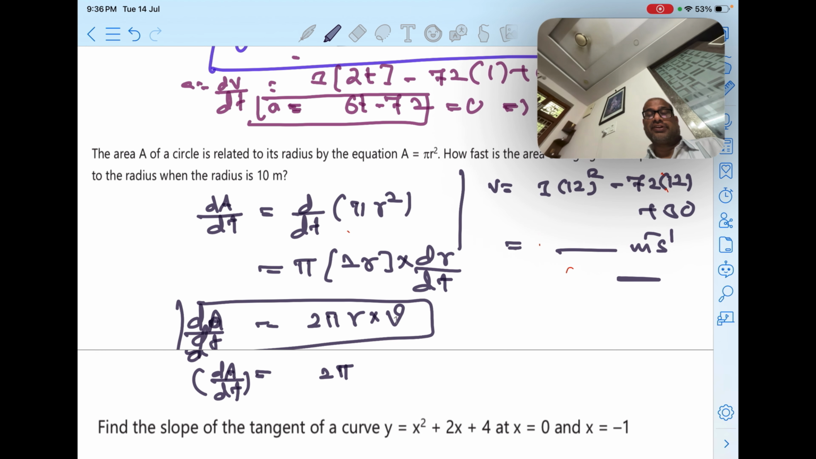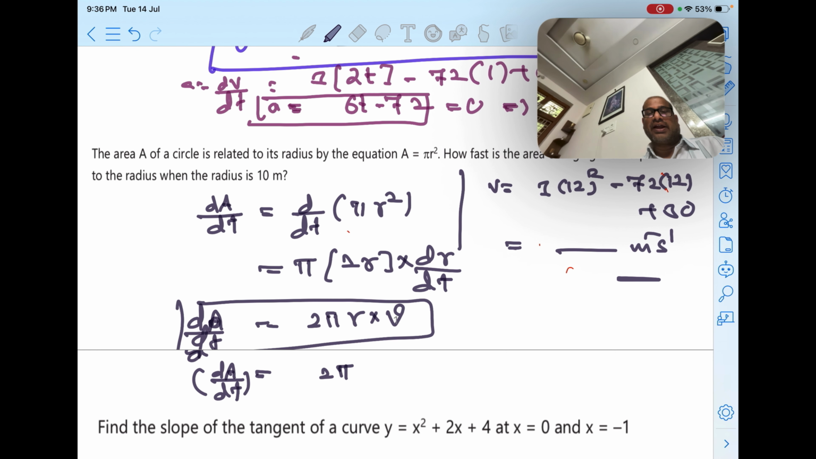So here one small thing, right? As a physics teacher, rate of change always means change with respect to time. Don't do this mistake here. He asks how fast area is changing with respect to radius, not with respect to time.